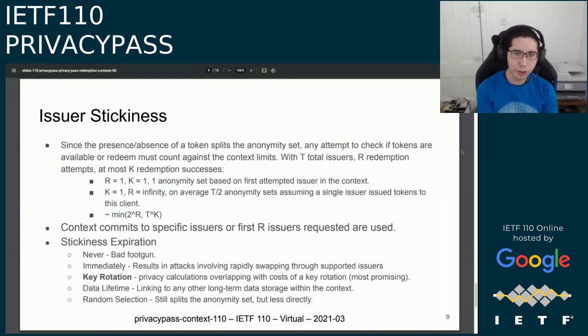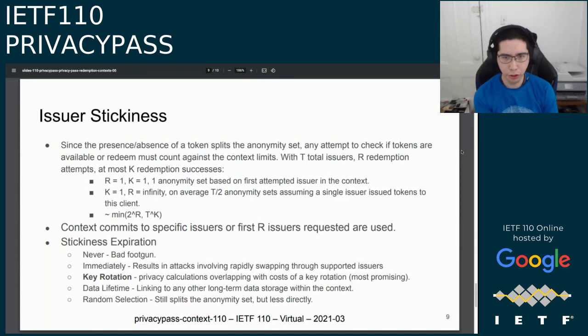In the meantime, you don't want a redemption within a particular context to be stuck forever. This is a bad foot gun if an issuer you decide you don't really want sticks around forever and it doesn't let you switch to other, maybe more useful, issuers in the future. How we allow a specific context to rotate the issuers that it uses, I think, is an open question. There's the never, which is this bad foot gun of getting stuck with issuers. There's tying it to key rotation, since there's already attacks where an issuer rotates their key and each new epoch represents different data from a previous epoch. And tying it there does allow us to overlap these two problems.